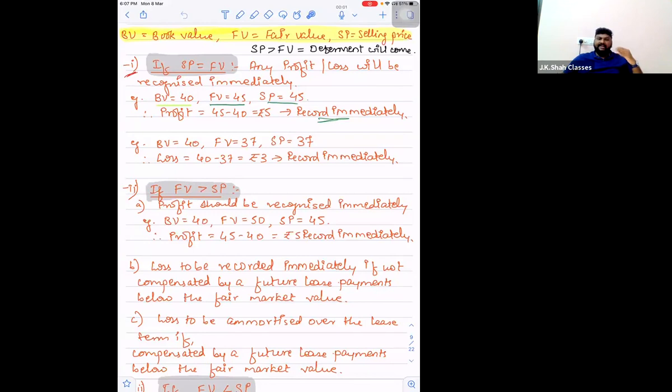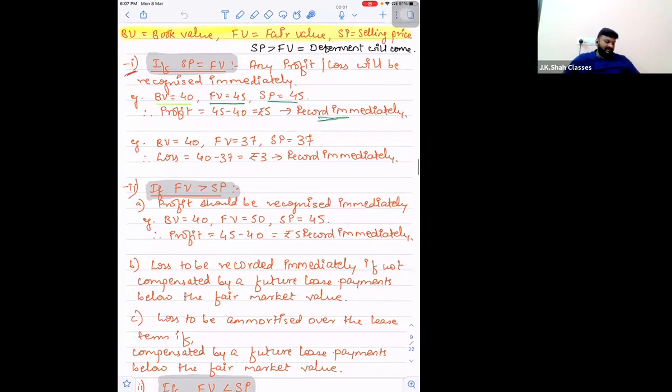What you are doing? The second and third points are basically the same. You just have to check whether the lease rents you are paying are less than the fair value or greater than the fair value. If lease rentals are less than the fair value of the lease, then you amortize the loss. Sir, explain with the numbers. I have already given you an example.